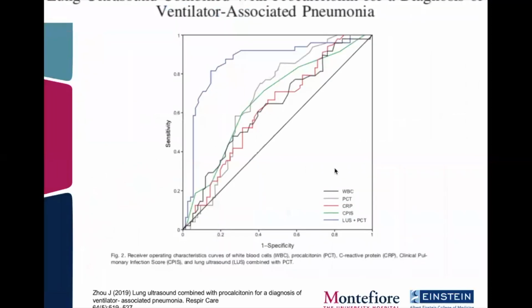This was a prospective study of 124 patients with suspected VAP, where lower respiratory tract cultures were obtained along with procalcitonin. So the authors found that a positive lung ultrasound, which they defined as presence of subpleural consolidations or lobar consolidations with dynamic or static air bronchograms, plus a procalcitonin of greater than 0.25, had a sensitivity and specificity of 81% and 86% for VAP. And we see that lung ultrasound plus procal outperformed white blood cell count alone, procal alone, CRP alone, and CPIS score alone.